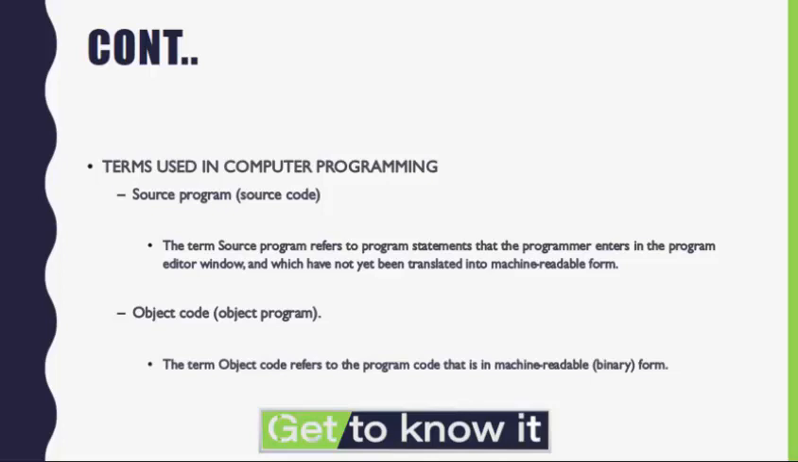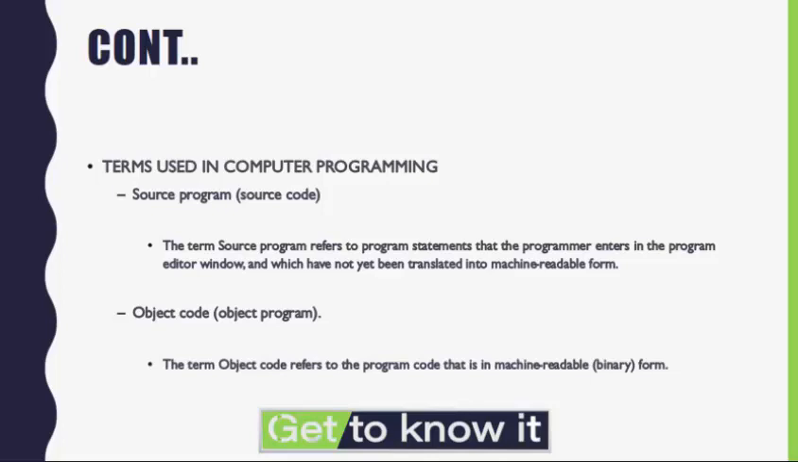There are various terms used in computer programming. One is source program, two is object code. Let's define each and every one of these terms, starting with source program. The term source program refers to program statements that the programmer enters in the program editor window and which have not yet been translated into machine-readable form.